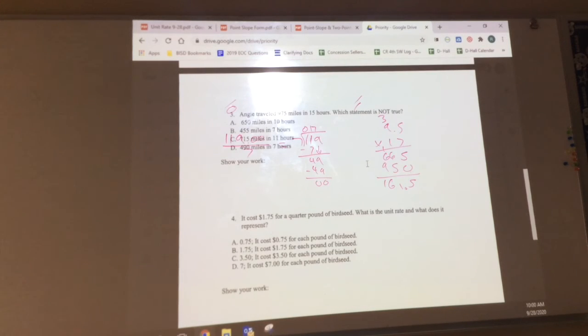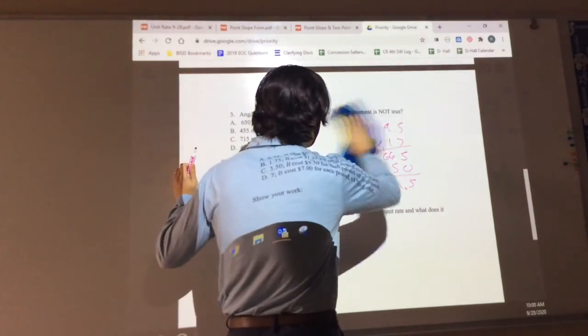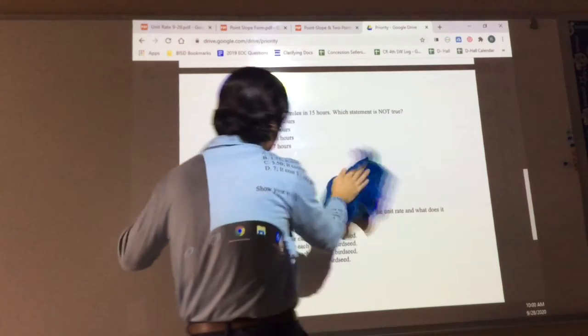Alright, I think we'll do number 3 and then I think we'll be done. This is taking a little bit longer than I expected. I apologize for that. But we are doing unit rate again tomorrow, so we will pick back up with that.